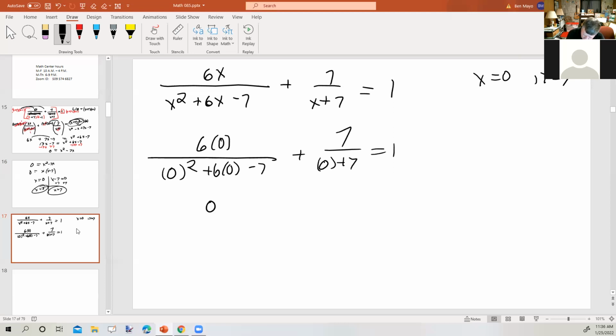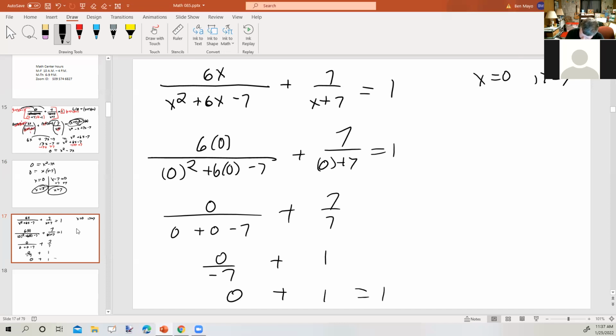6 times 0 is 0. 0 squared is 0, plus 6 times 0 is 0, minus 7. So we get 0 over negative 7, which is 0. And over here we have 7 over 7, which is 1. So we get 1 equals 1. So x equals 0 checks.